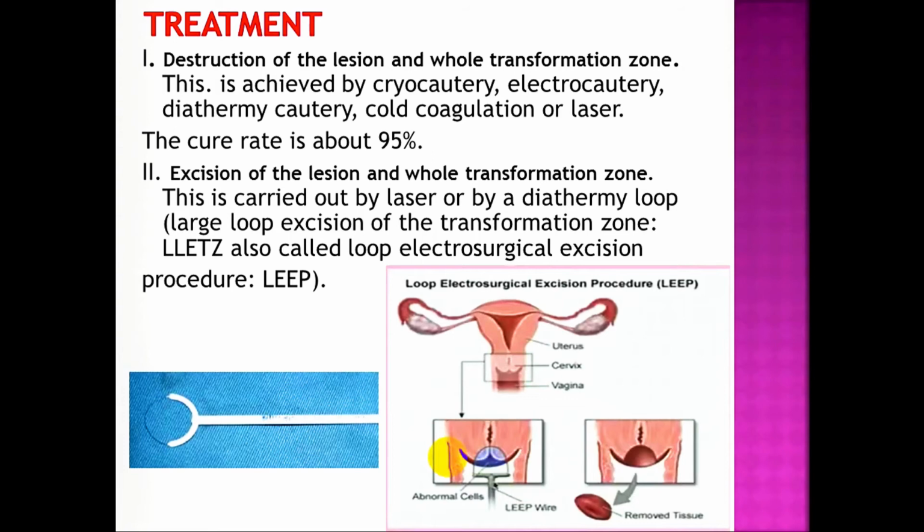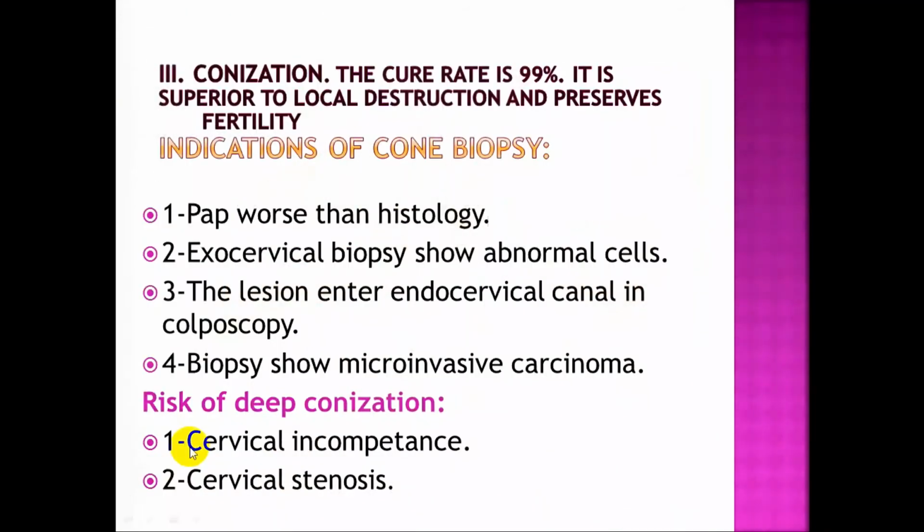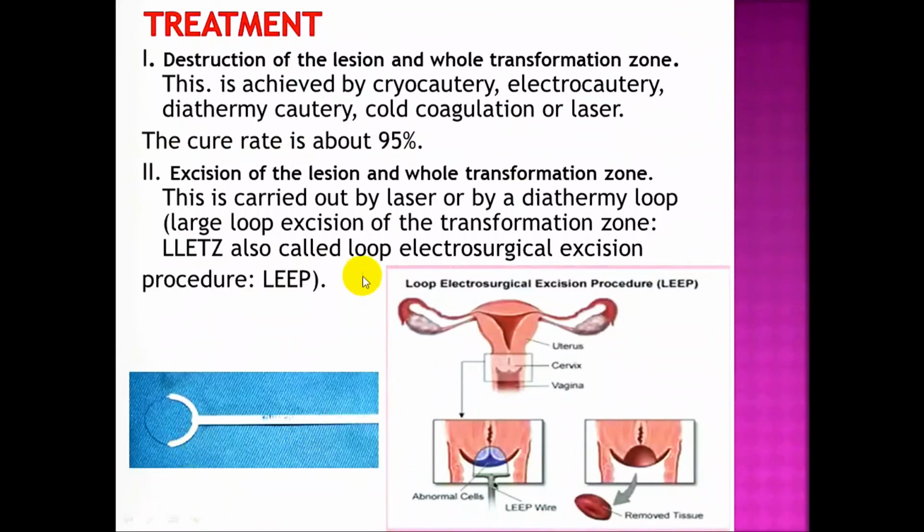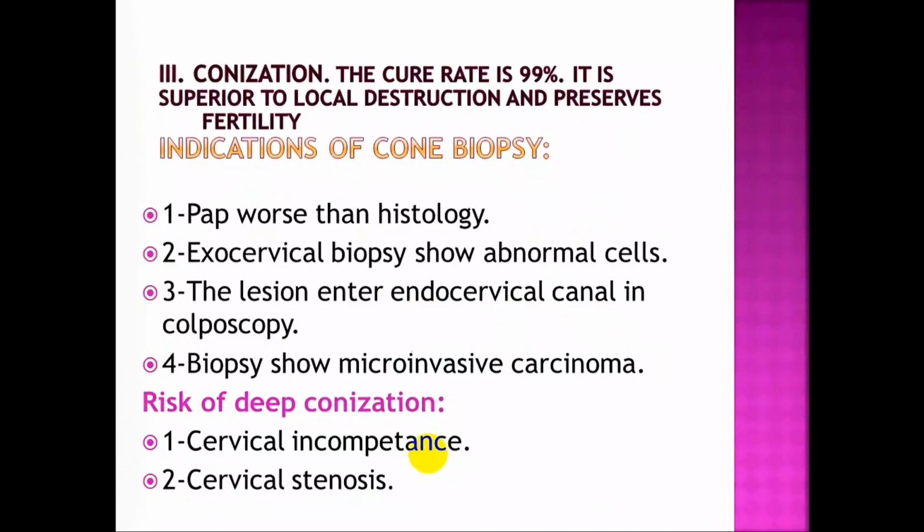Excision of the lesion and whole transformation zone is carried out by laser or by diathermy loop, large loop excision of the transformation zone, also called loop electrosurgical excision, which is the LEEP, as you see here. Excision by LEEP. Conization, the cure rate is 99%. It is superior to local dissection and preserves fertility.